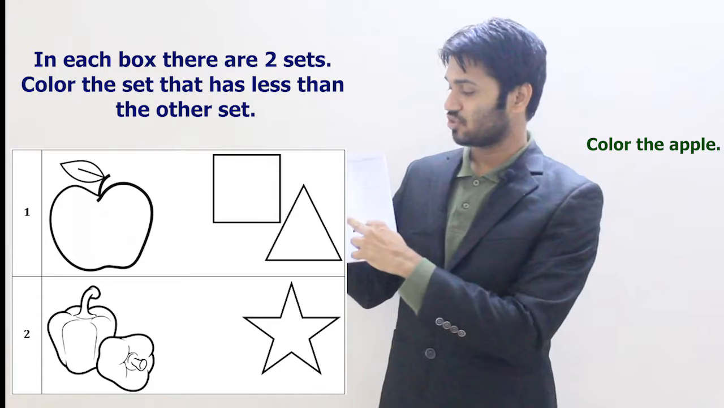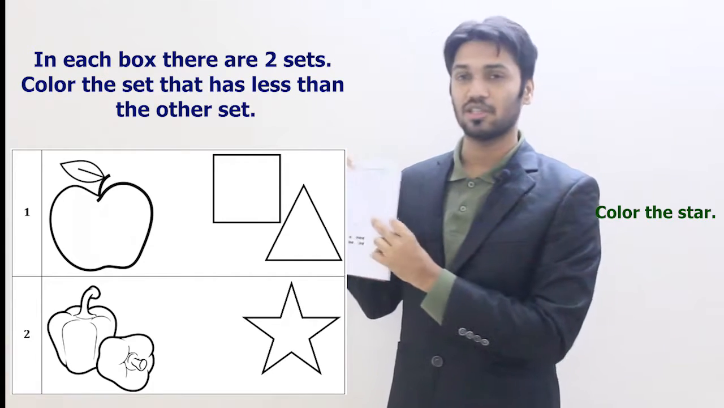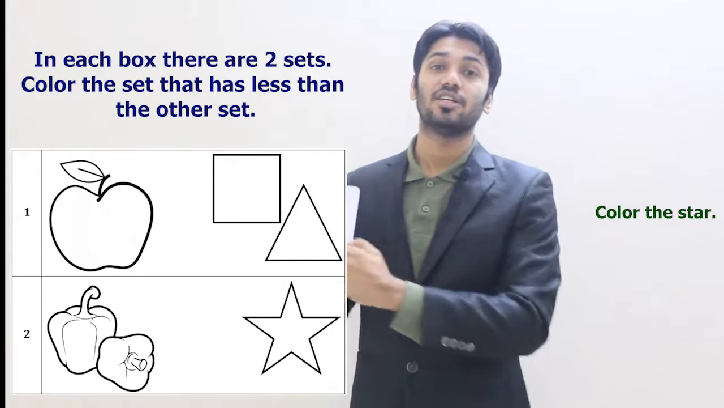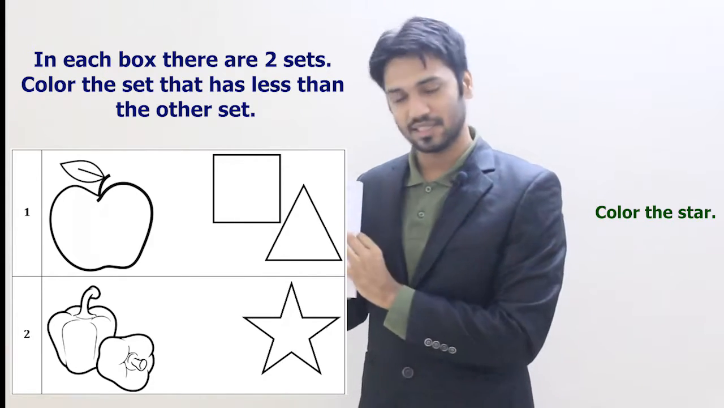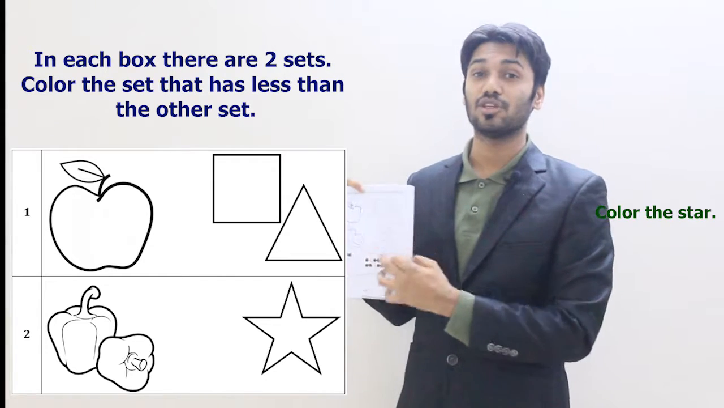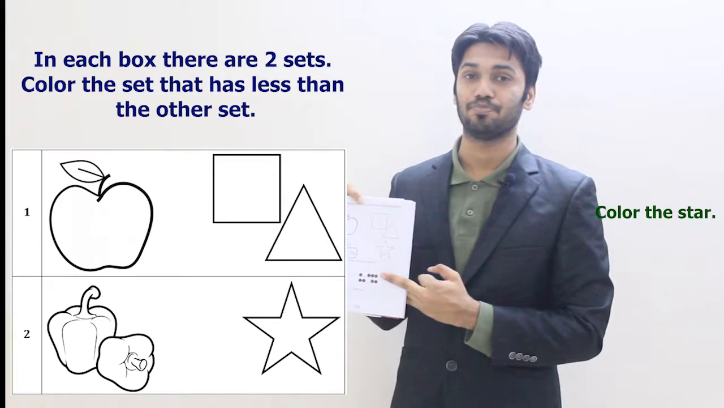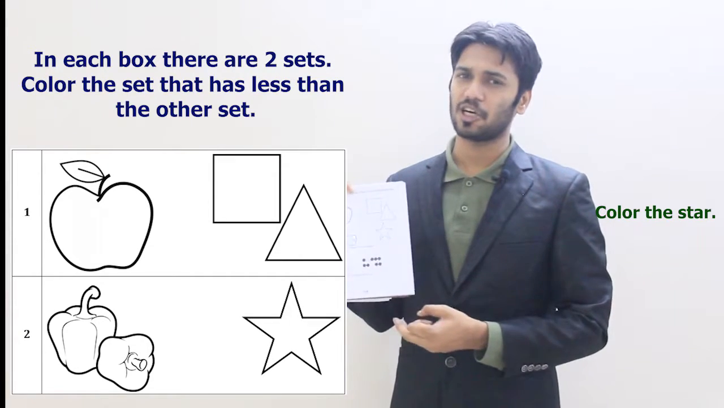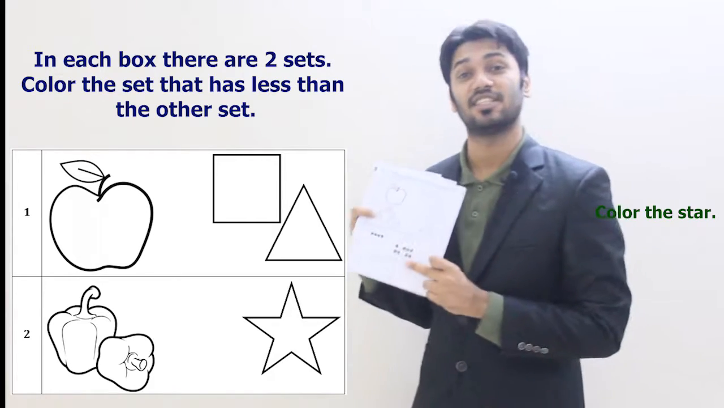The next one has 2 capsicum and the other one has only 1 star. A set of 2 capsicum is of course less than a set of a star. That means the student will color this star here. Once this is done, you just move forward and do the next exercise.